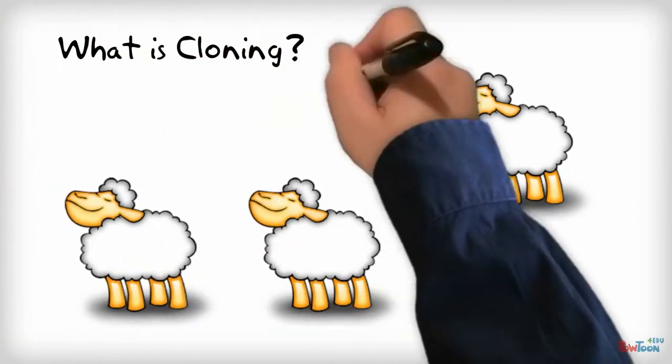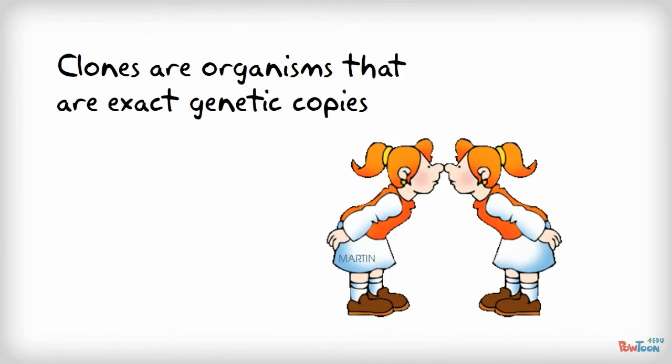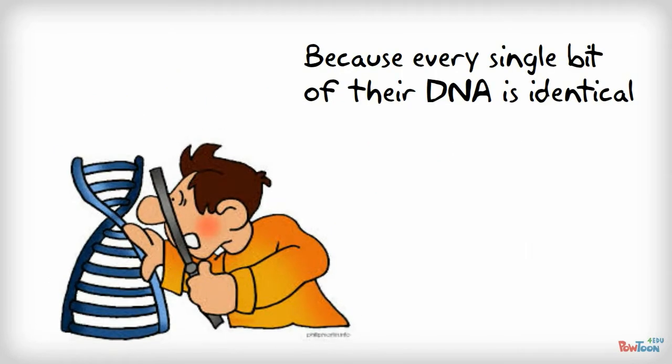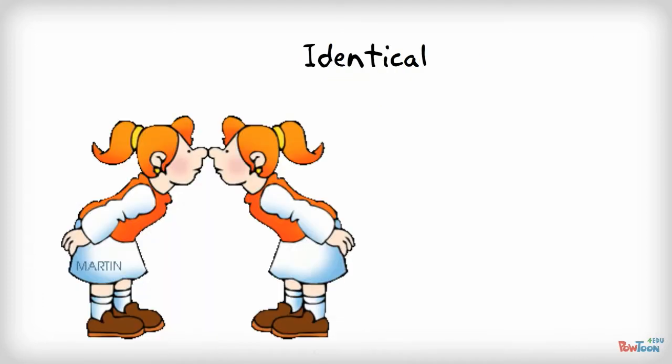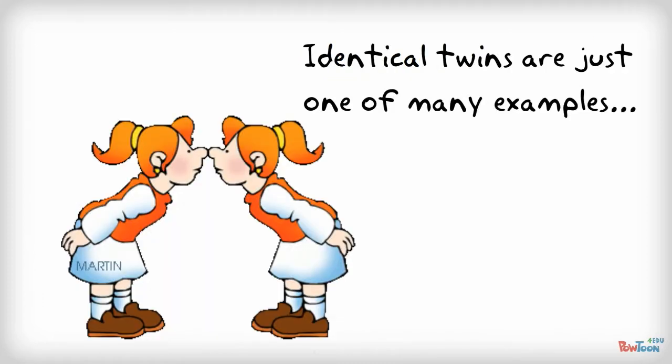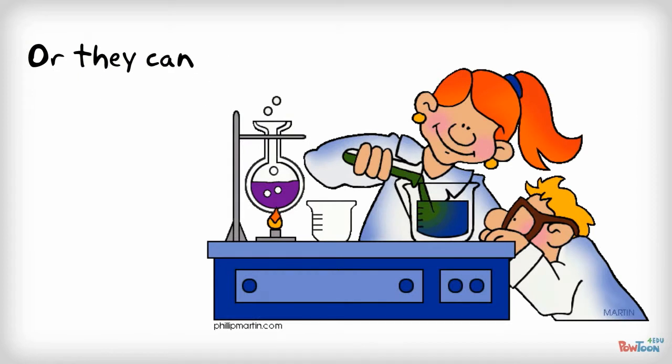What is cloning? Clones are organisms that are exact genetic copies. Every single bit of their DNA is identical. Clones can happen naturally. Identical twins are just one of many examples. Or they can be made in the lab.